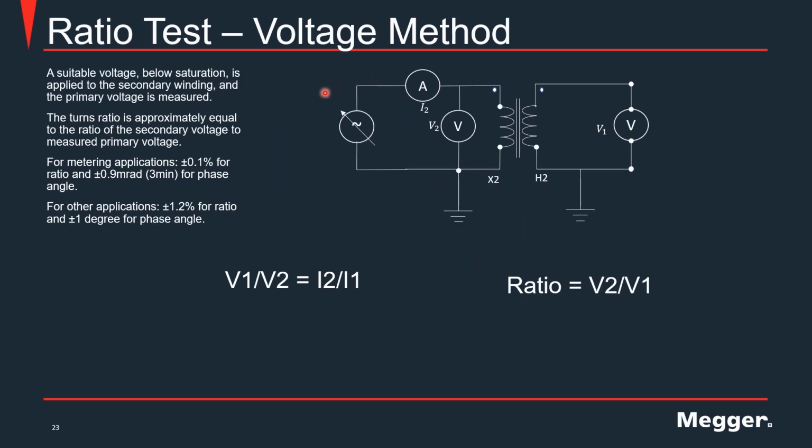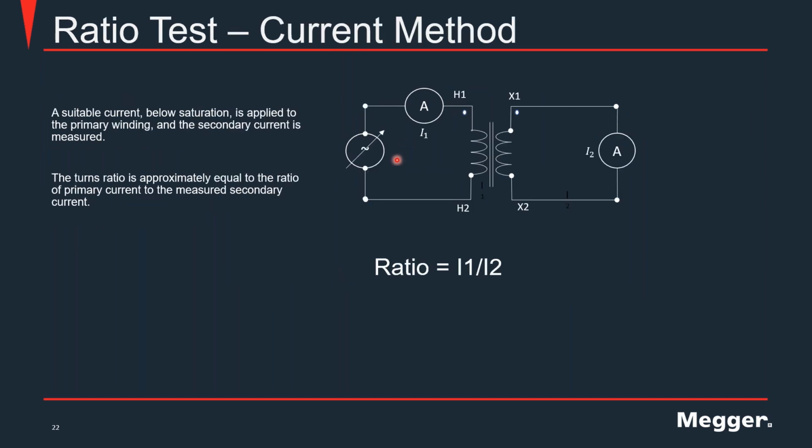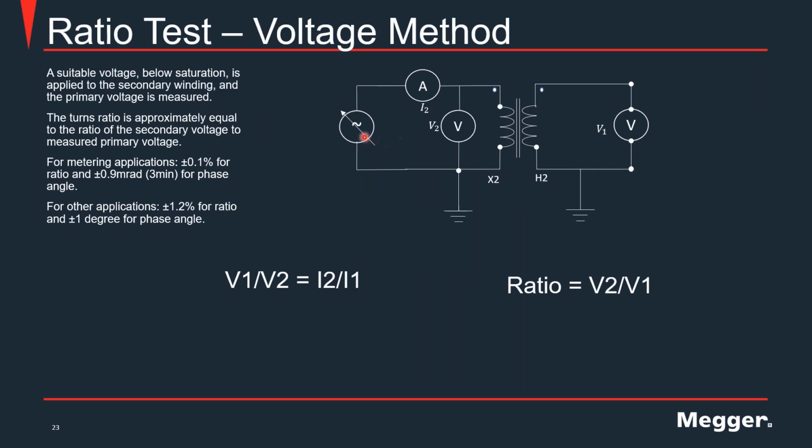Now, on the voltage method, you would still have an alternating source here, but in this case, it would be a voltage source. We do not need as much current to circulate, because in this case, we would be injecting on the secondary. Remember, in the previous case, we were injecting current on the primary. Now we are injecting voltage on the secondary.